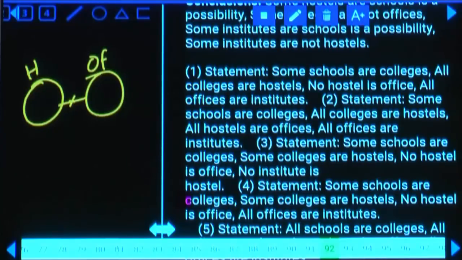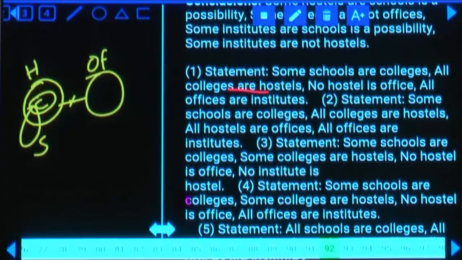And what is the next statement here? No hostel is an office. And some schools are colleges. All colleges are hostels. Now all these colleges are hostels. And some schools are colleges. Some other schools are colleges. School and college can be like this.